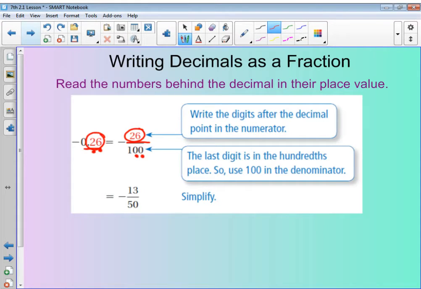Now I'm going to look at this and see if I can reduce it down. I'm noticing that these are both even numbers, which means 2 would go into both of them. So 26 divided by 2 would give me 13, and 100 divided by 2 would give me 50. That's how we ended up at negative 13/50ths. Okay, so we're going to practice some of these skills.